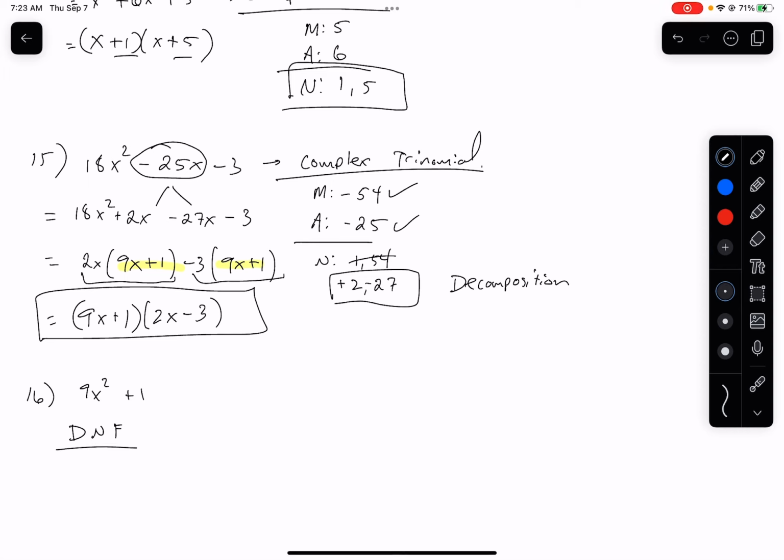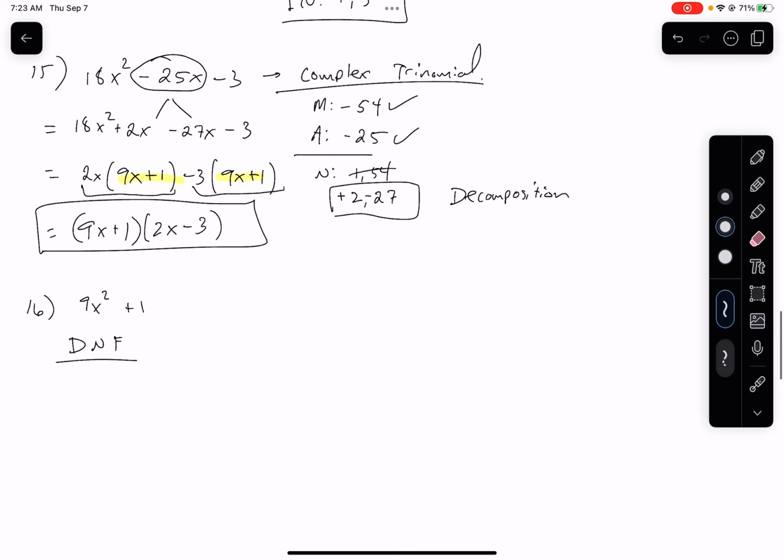So don't mix this up. DNF for does not factor. Don't mix this up with a question that looks like 9x squared minus 1. That is a difference of squares, and that can be factored. But the one on the left, or the original number 16, cannot be factored. So that's that. Don't mix that up.